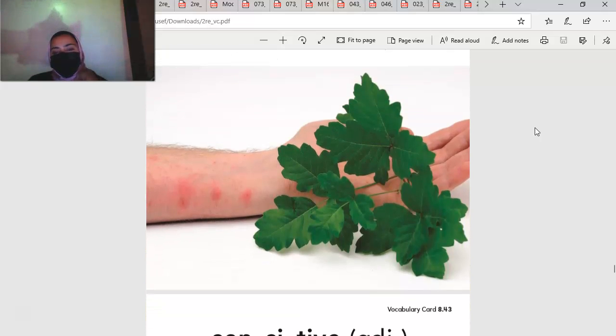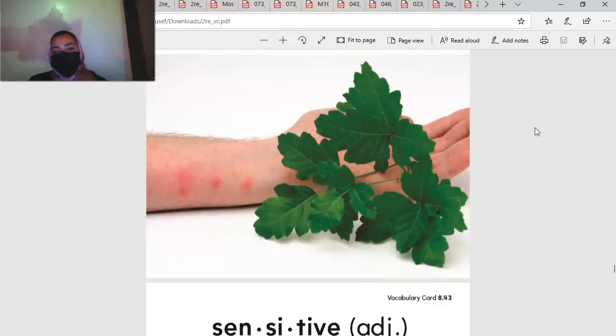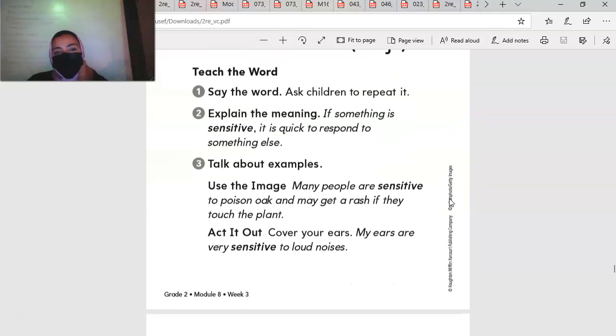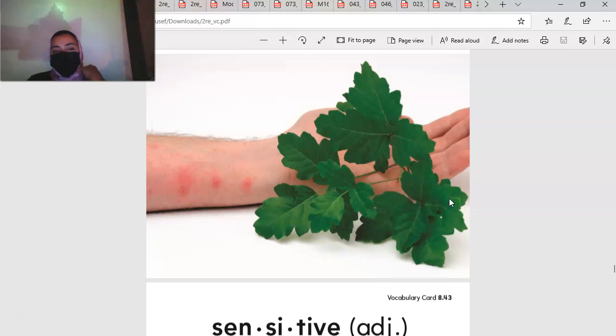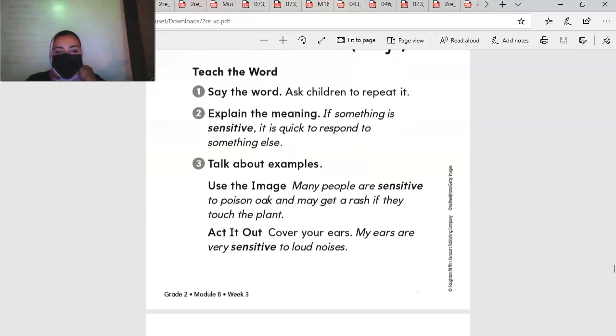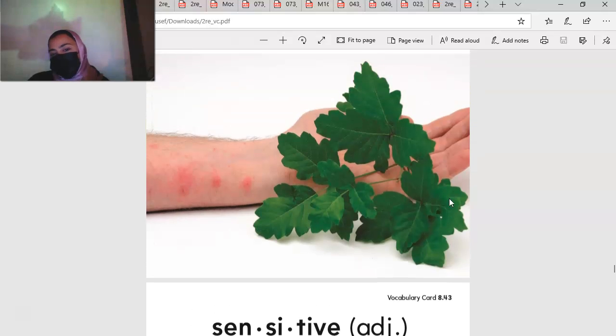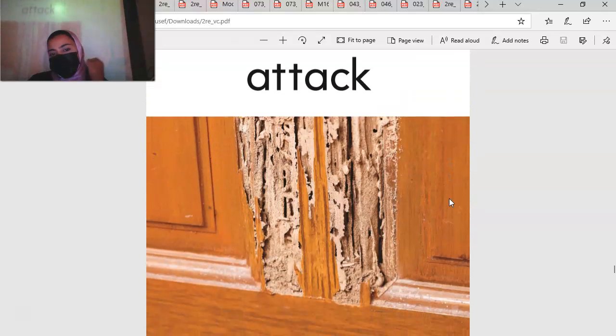All right, sensitive. Look at his skin. Does it look like he's breaking out in a rash? Kind of. He has red spots on his arm, and he has a plant in his hand. If something is sensitive, it is quick to respond to something else. So the kid's hand is sensitive to poison oak and may get a rash if they touch a plant. So he's sensitive to poison oak or poison ivy.